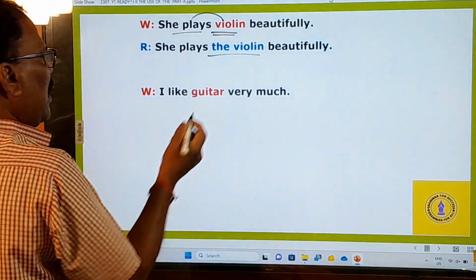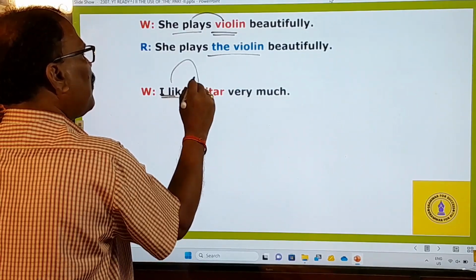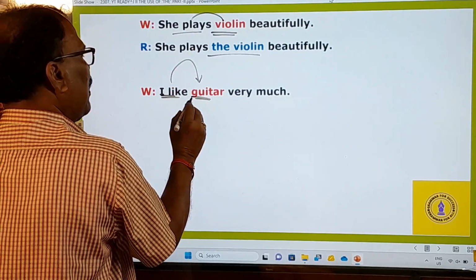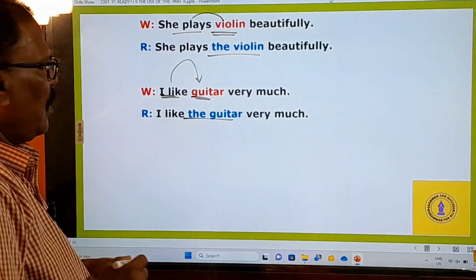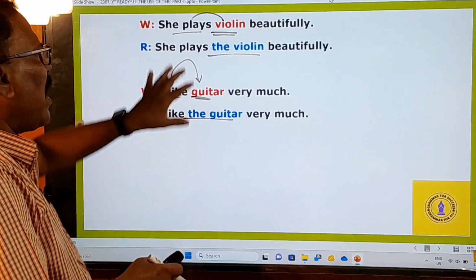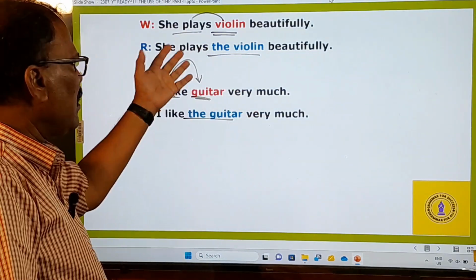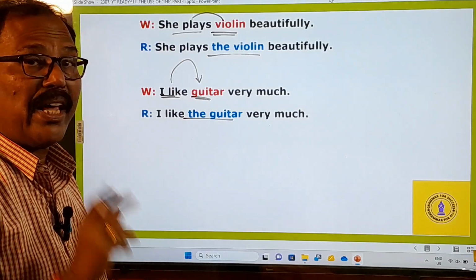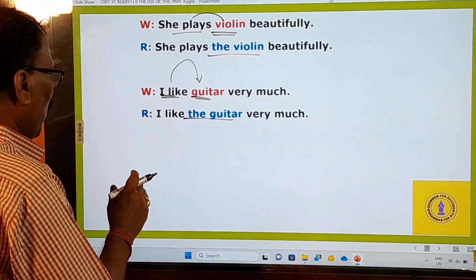Right, and you go to the next. "I like guitar very much." So "like guitar", the instrument is occurring after the verb, and that's why you have to say "I like the guitar very much." Right, no problem, very simple. If you can understand the rule position correctly and thoroughly, the examples you can easily understand. The more the examples, the more you can understand. Very well, and here one more example.